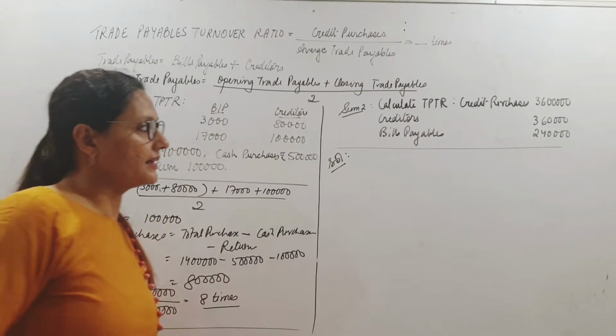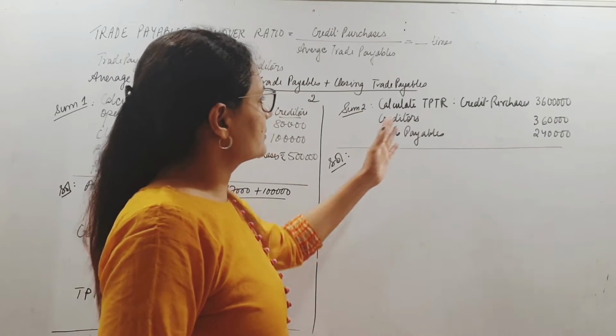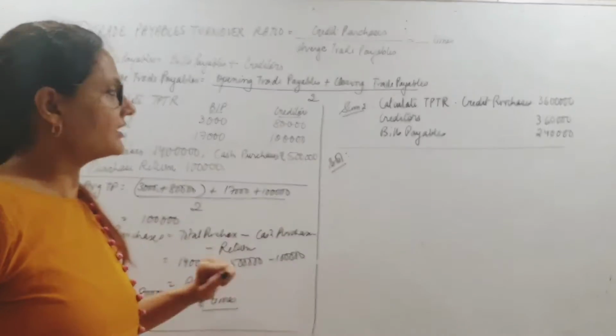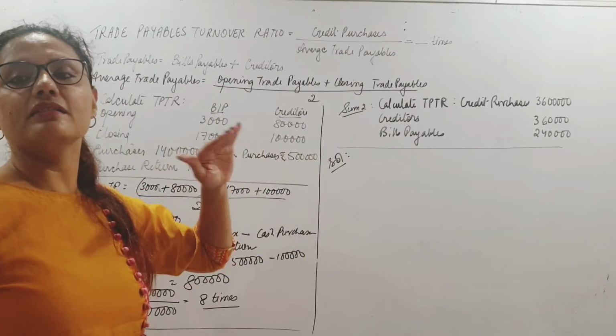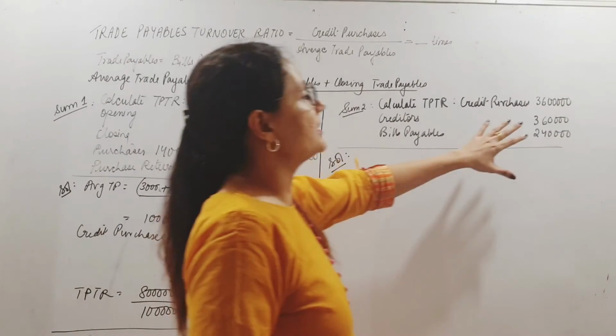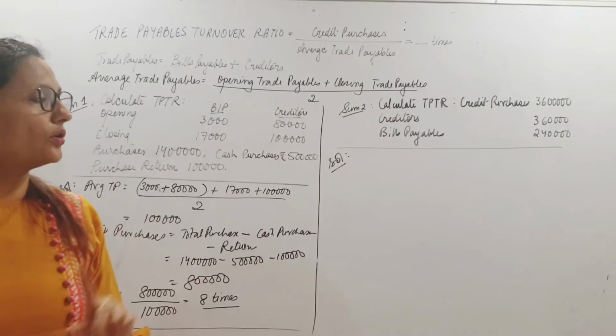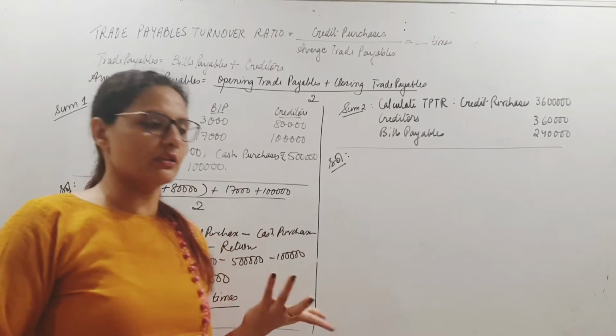Now if we see the second sum, it is given just credit purchases straight away given to you. So mehnat kam hai. Creditors and bills payable, but we have been given only one figure. Alright. So what is this? Opening hai, closing hai, kya hai?